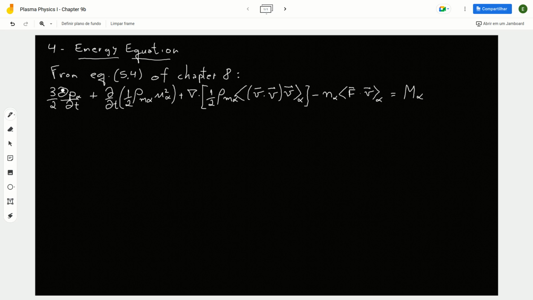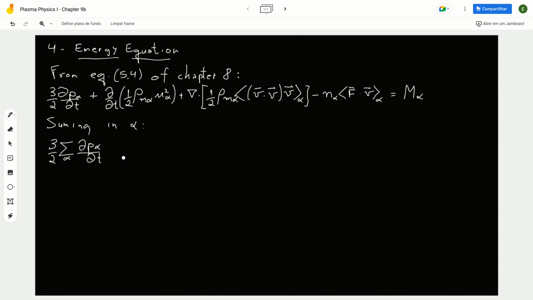And all we're going to do is sum this equation over all alpha particles. In principle, it shouldn't be so difficult, but we have a few problems. So let's see. If you sum in alpha, then from the first term here, you get this 3/2 alpha del P alpha del T, right?